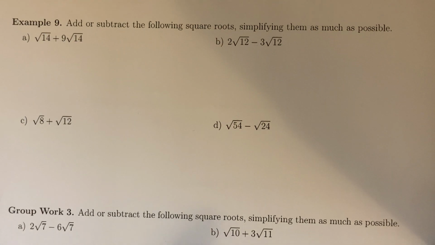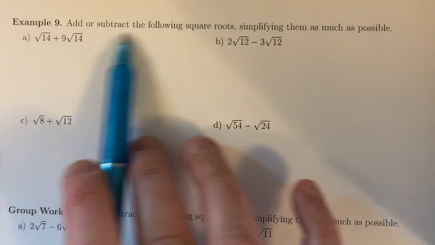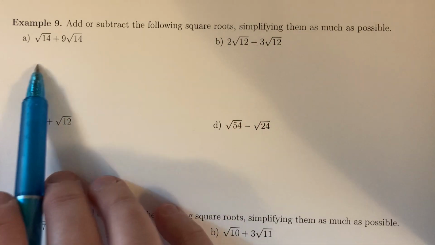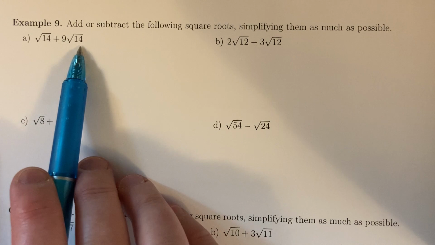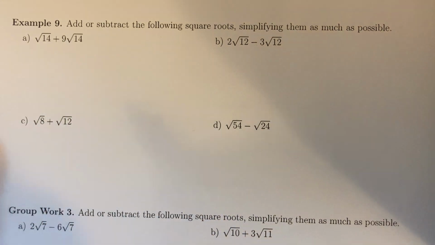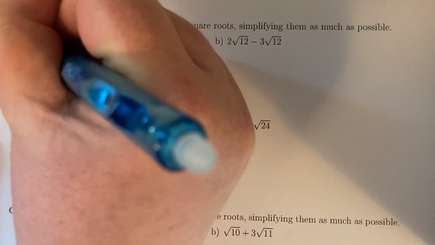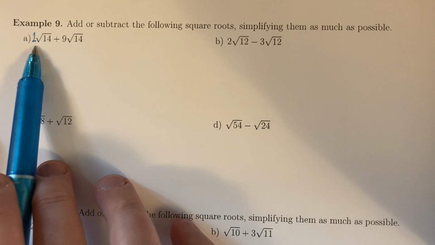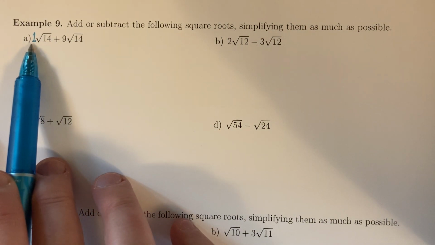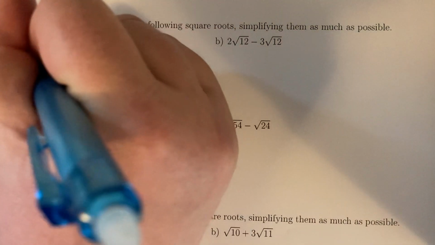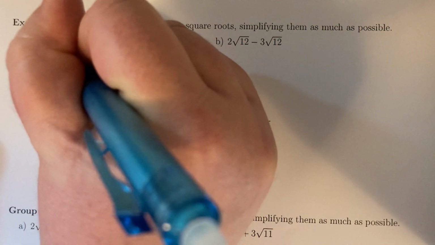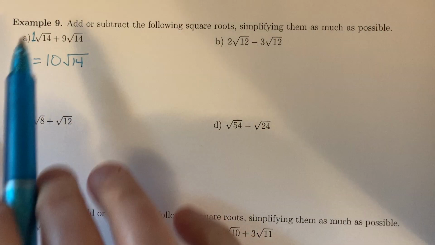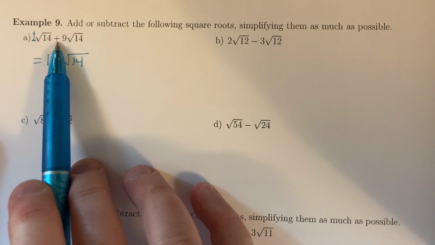All right, so what the homework's going to look like, it says add or subtract the following square roots, simplifying them as much as possible. First we look to see that they're like terms, which they are. In front of this first square root is an invisible 1. So it does have a coefficient, because that's what we need to add: 1 plus 9 makes 10. And then square root of 14 just stays square root of 14. We don't add those, we're just adding the coefficients.